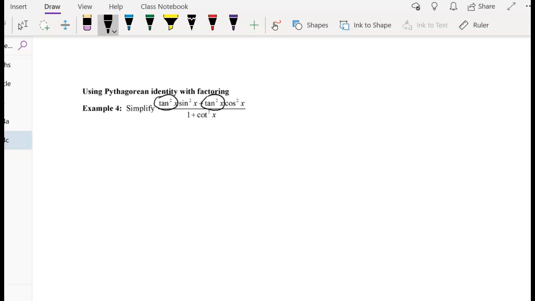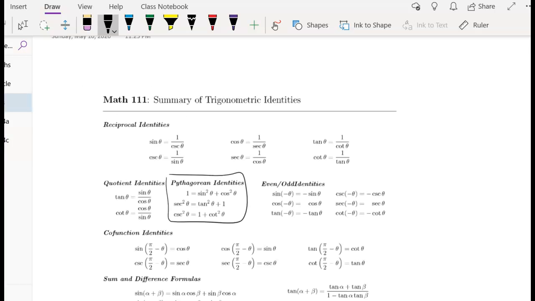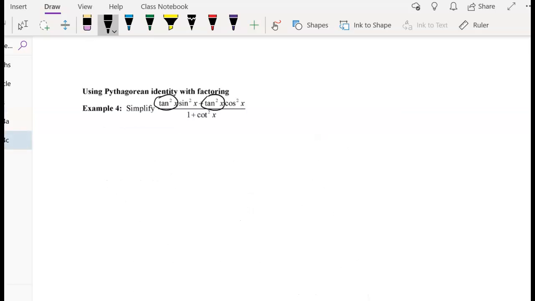So just before we get started, we're going to use the identity that has the cotangent squared. So we have the cotangent squared is the last identity: cosecant squared equals 1 plus the cotangent squared. So we're going to use the cosecant squared of theta equals 1 plus the cotangent squared of theta, and that's going to allow us to rewrite our denominator.